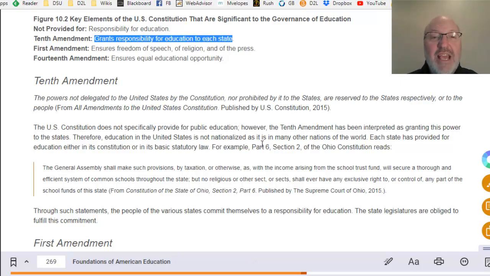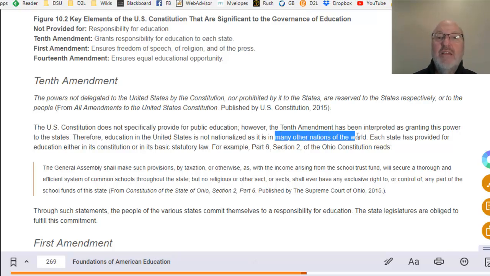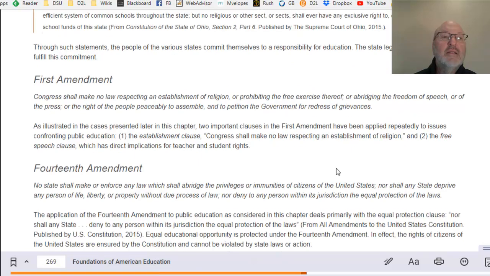I predict within 10 years it will be nationalized, that schools will be governed and run by the federal government, but it's not yet, as it is in many other nations in the world. Many other nations, they are. Our founders knew that that would be a mistake. But I assure you, we have come so close to this that it will not be a very big step to completely nationalize our public school system for education, either as constitution or basic statutory law.